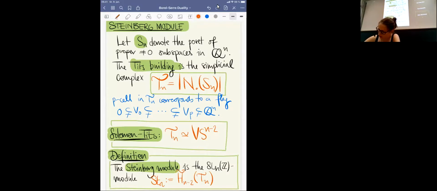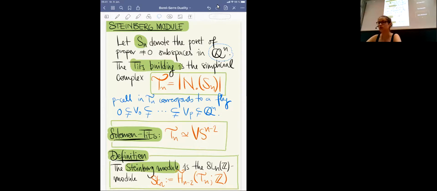Like this. So maybe I should specify that this is integer coefficients. And the action of SLNZ on this is simply given by the action of SLNZ on Q to the n, and then the induced action on this poset of subspaces, which in fact we're just acting on. When we're given a cell which corresponds to a flag, we just act on each subspace in these flags.